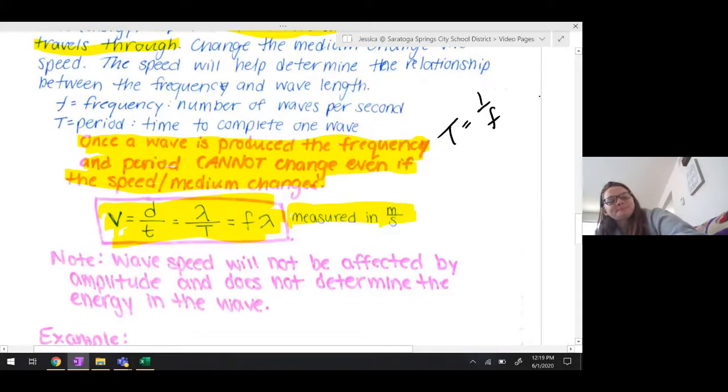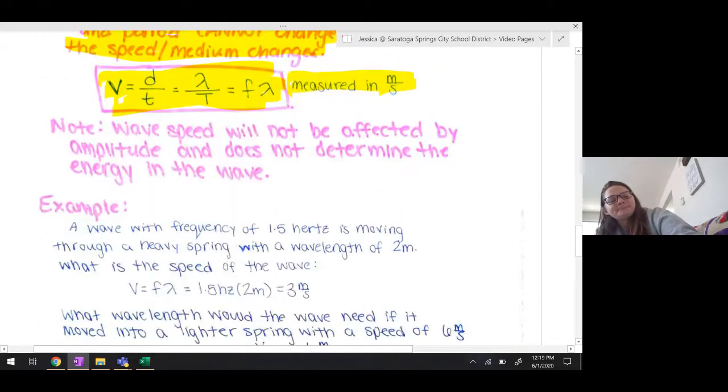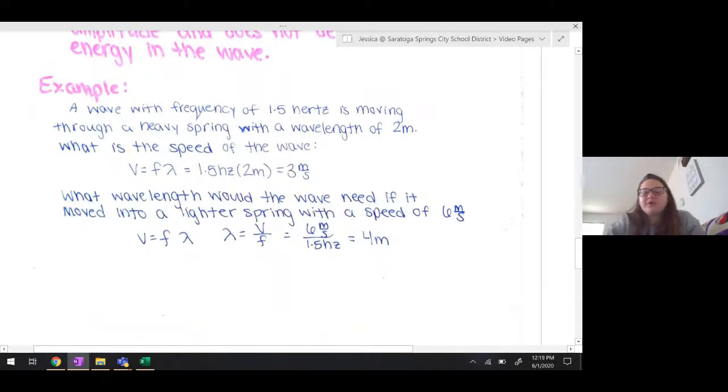Okay. All right, so an example, let's say that we have a wave with a frequency of 1.5 hertz. Remember, that's the unit for frequency. Moving through a heavy spring with a wavelength of 2 meters, what's the speed of the wave? Well, we're given the frequency and the wavelength, so I should use V equals F lambda. Lambda is the Greek letter for wavelength. So 1.5 times 2 gives me 3.